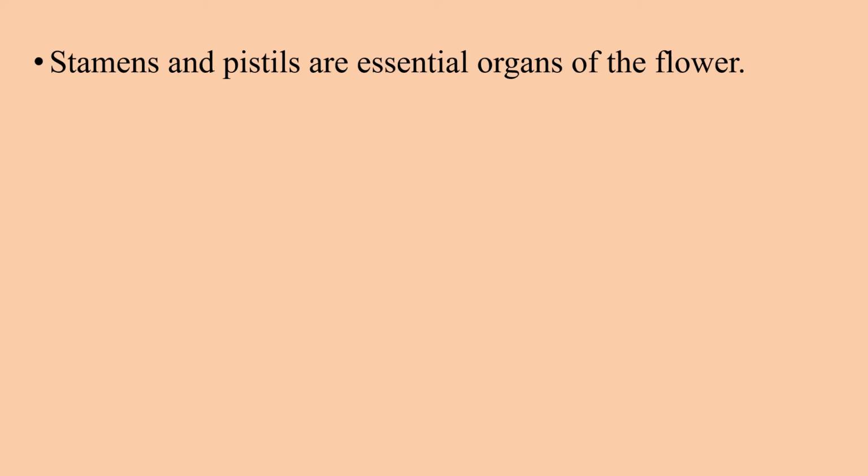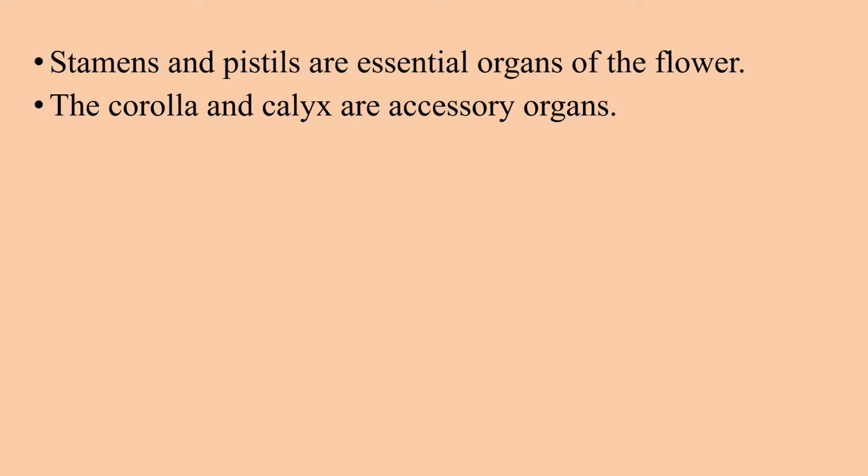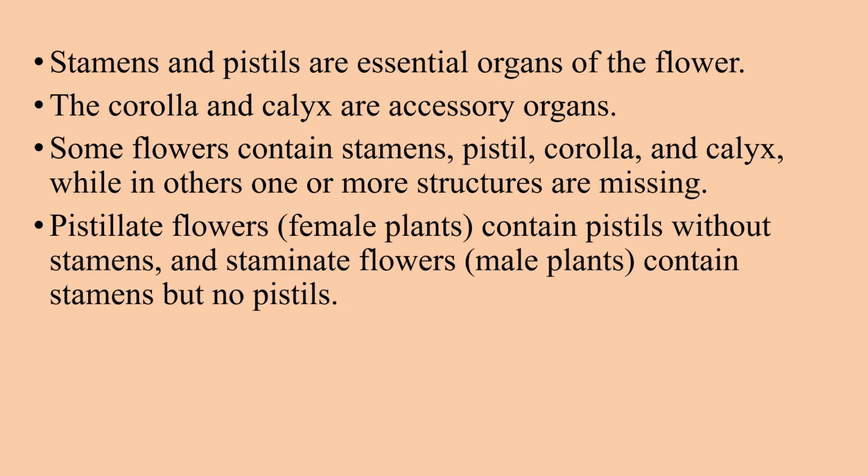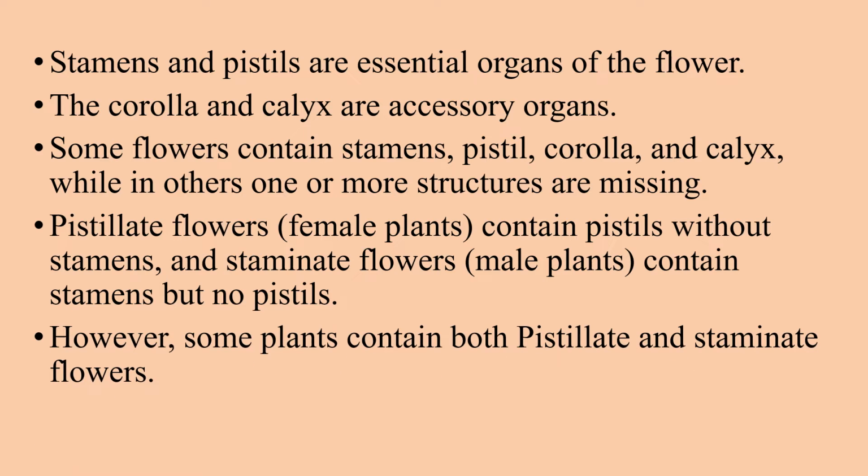Stamens and pistils are essential organs of the flower. The corolla and calyx are accessory organs. Some flowers contain stamens, pistil, corolla, and calyx, while in others one or more structures are missing. Pistillate flowers, female plants, contain pistils without stamens, and staminate flowers, male plants, contain stamens but no pistils. However, some plants contain both pistillate and staminate flowers.